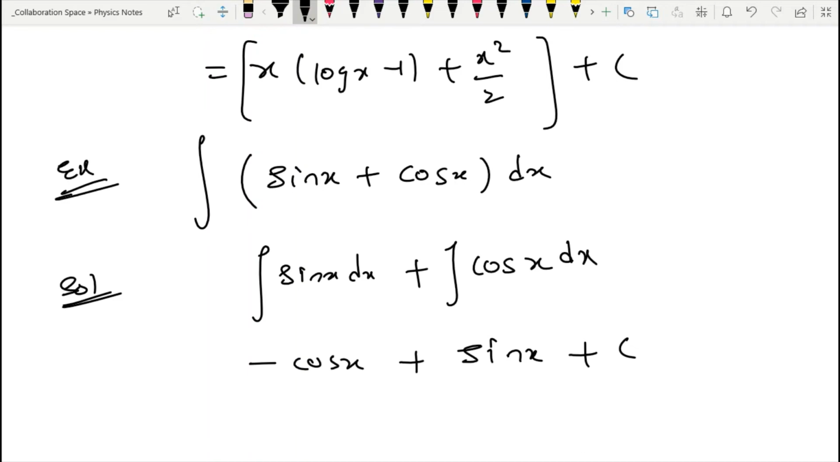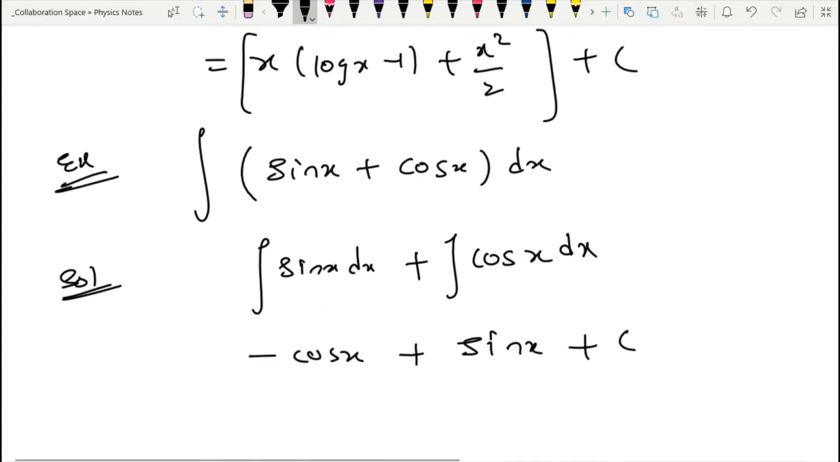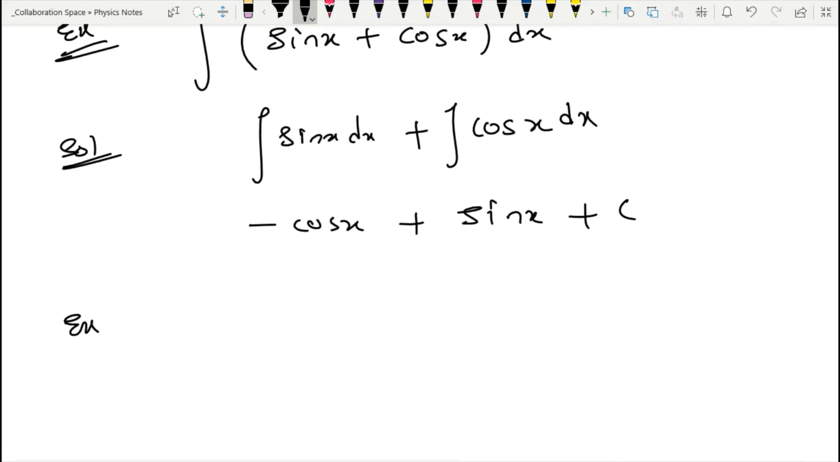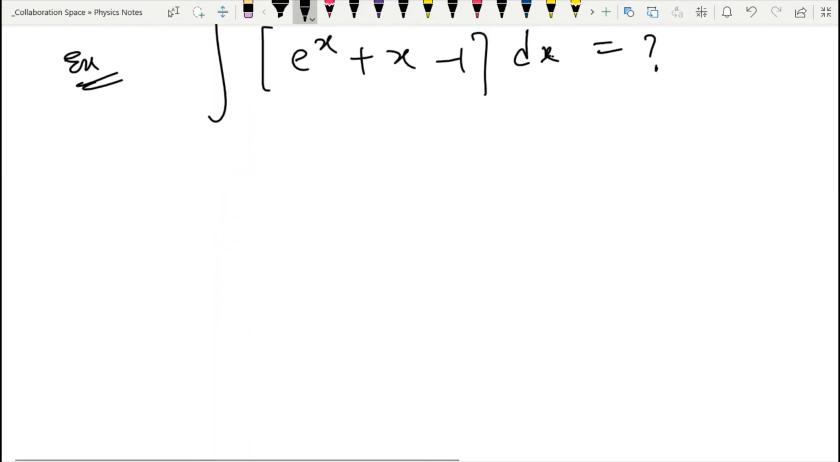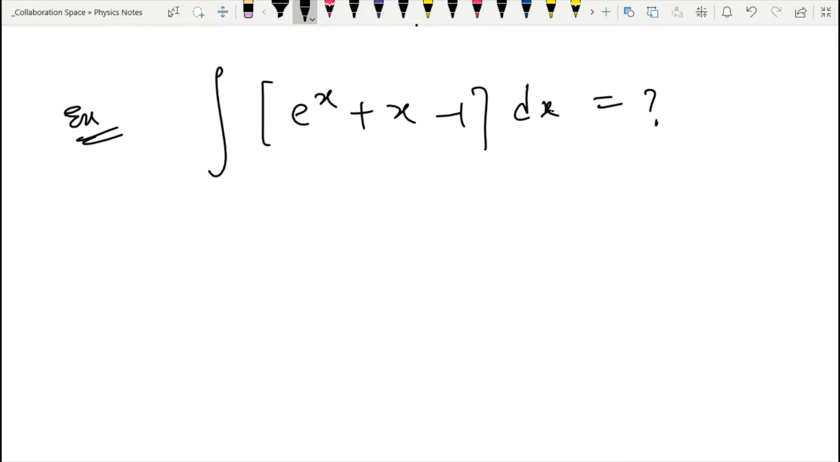Integration is just the reverse process of differentiation. What you are doing in differentiation, do the same in reverse order in integration. Clear or not? Yes, sir. Next, tell me the answer for this one. Example: integration of e power x plus x minus 1 into dx. What is the value of integration of this?